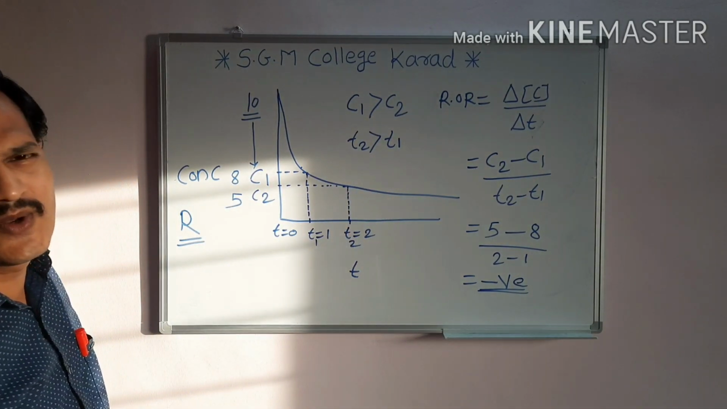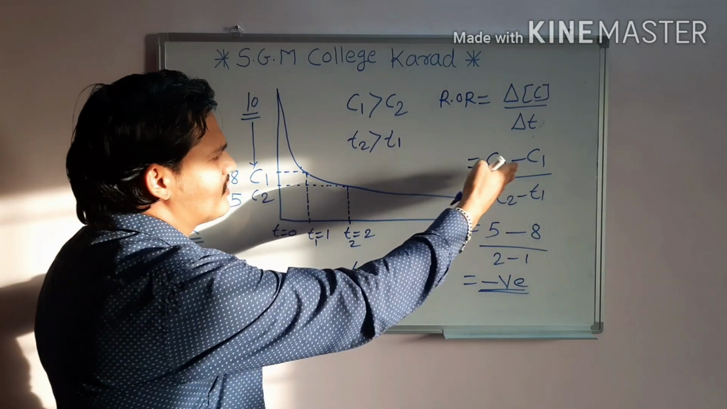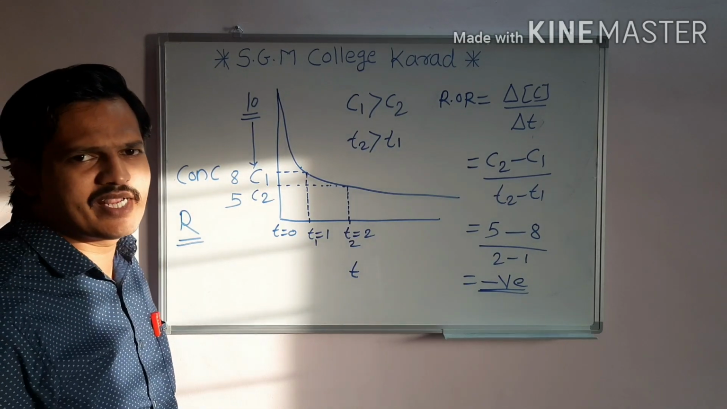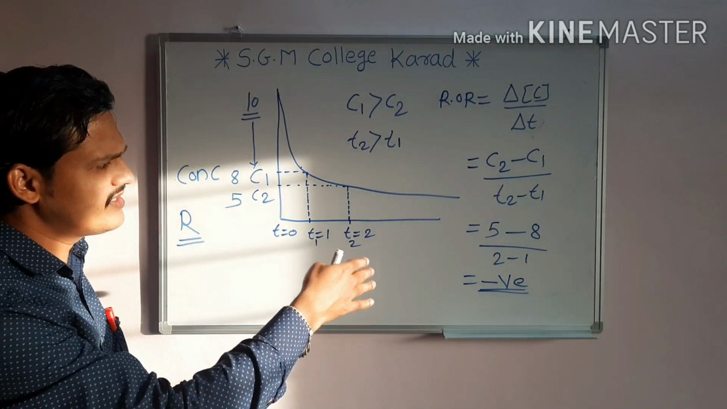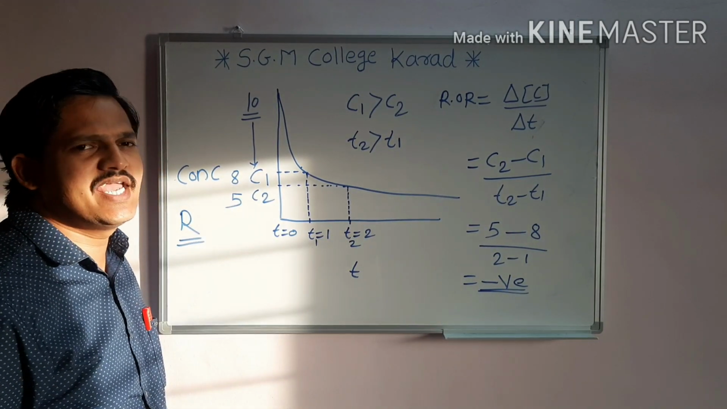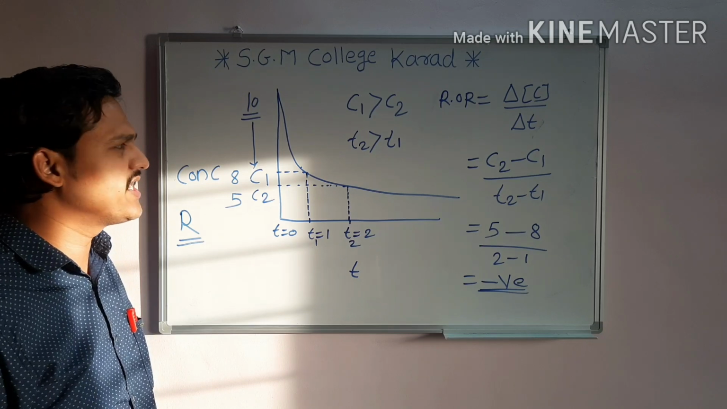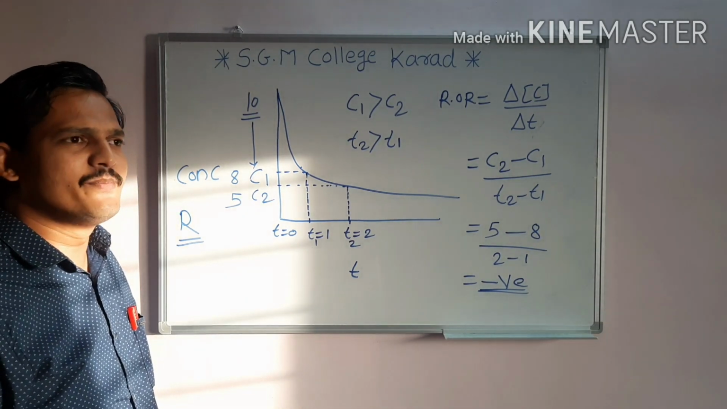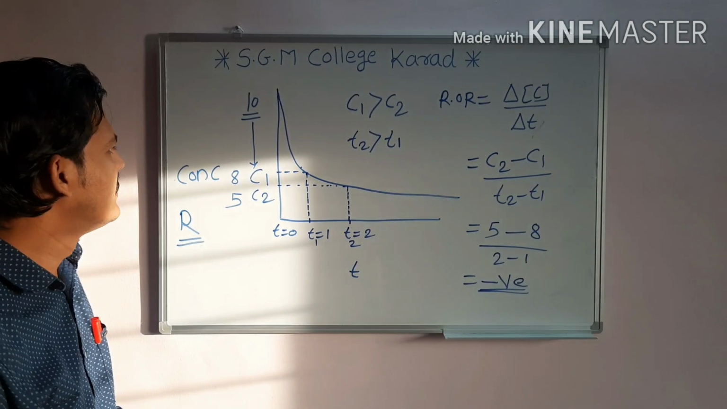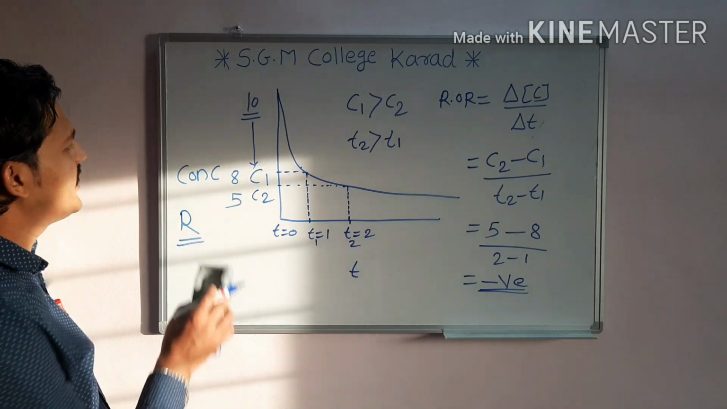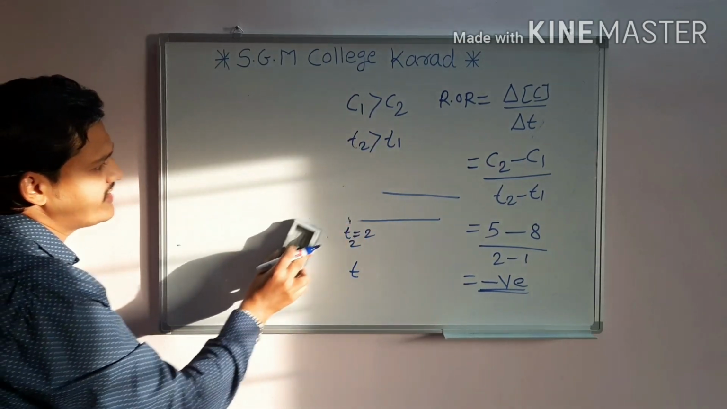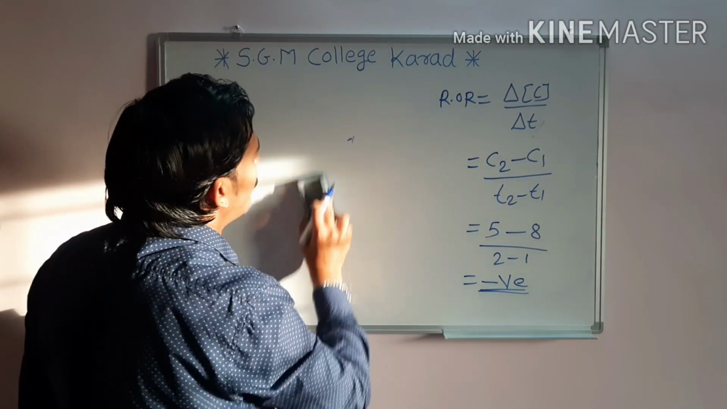Now how to calculate rate of reaction? It is really very easy. C2 minus C1 upon T2 minus T1. 5 minus 8 divided by 2 minus 1. The answer must be a negative figure. So the negative sign must be added to the reactant side only. That's why I am writing rate of consumption of reactant as minus del B upon del T. This is the rate of consumption of reactant, and I am explaining why the negative sign is added to the reactant side only.